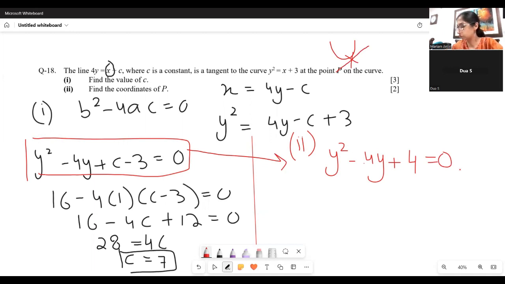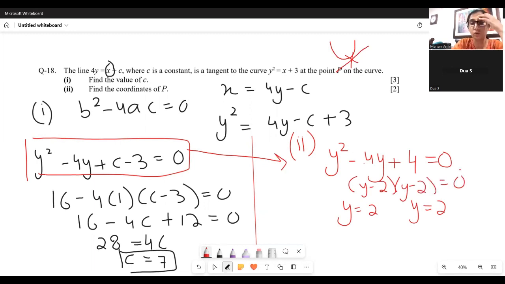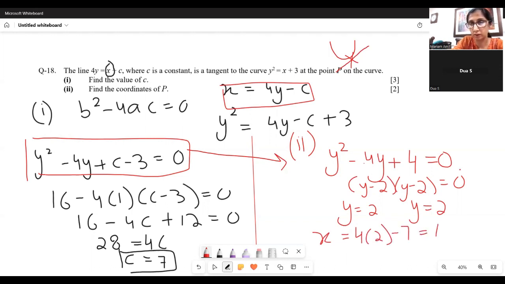I think we get y equals 2. So y minus 2 here equals 0. Okay. So when y is 2, then x is 4y minus c. So x is 4 times 2 minus 7, which is 1. So the coordinates of P are 1, 2.